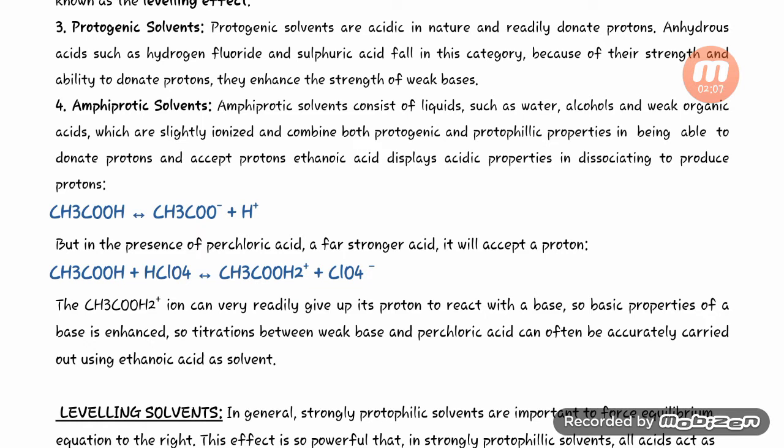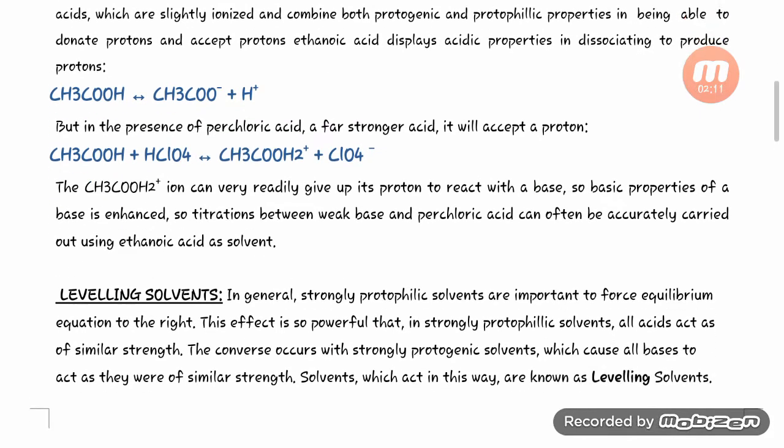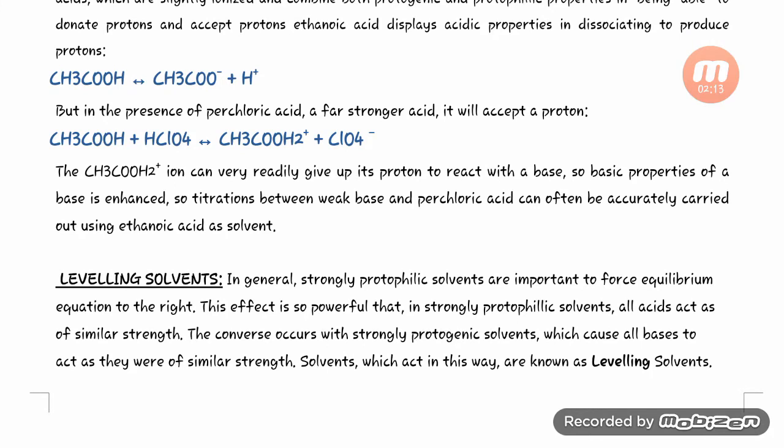Ethanoic acid displays acidic property in dissociating to produce protons. So you can see here the reaction, but in the presence of perchloric acid, a far stronger acid, it will accept a proton.